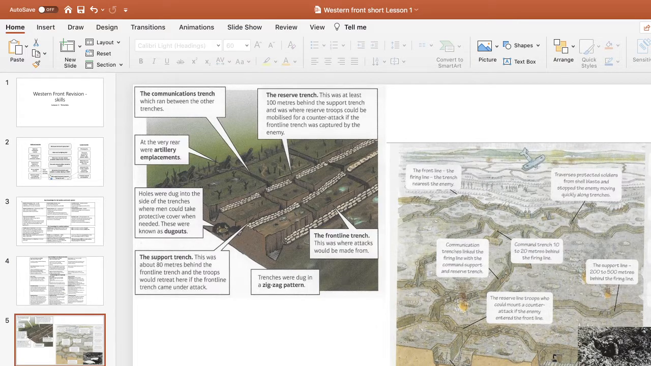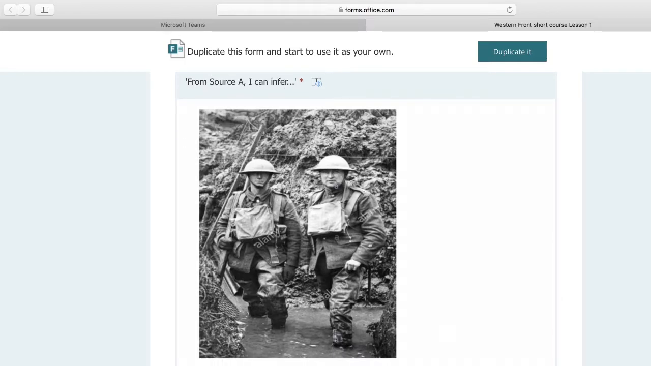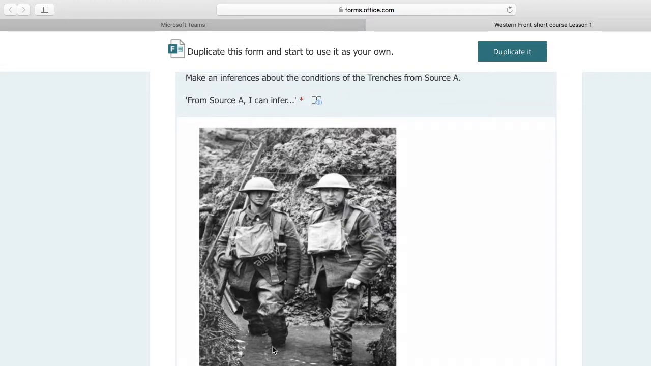After you finish that, you're then moving on to our first source, so source A. And all you have to do is make an inference about the conditions of the trenches. So based on this picture alone, if you knew nothing about the trenches, we didn't do it in year 9, this is the first thing that you see, and I say to you, what can you infer about the conditions of the trenches? I just want you to write down what you think. So you'd write down, from source A, I can infer, or source A suggests, and you'd write down your answer, what you can tell about the conditions of the trenches, so what the trenches are actually like.